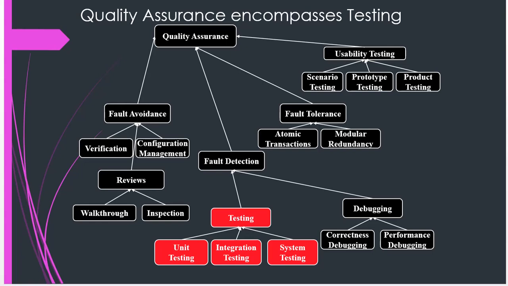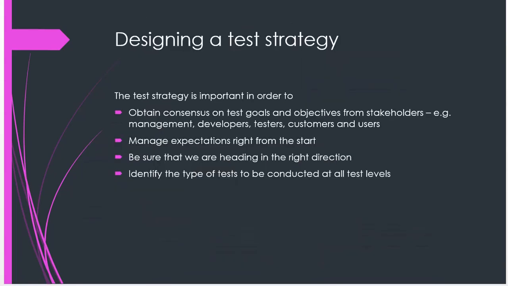So quality assurance, we have things such as fault avoidance, fault tolerance, fault detection, debugging, usability testing, as well as our general testing. And in this video, we'll look at testing under unit tests, integration tests, as well as system tests. So how do you develop a test strategy?